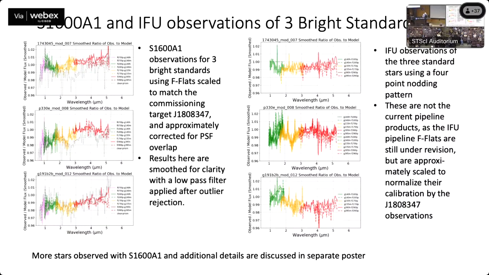As you can see, if you can read the numbers, which I guess are a little bit small there, for the most part everything is pretty much within 2% right now. Once you do some tricks with correcting for the nodding overlap in the S1600A1, which aren't in the pipeline yet, we do get everything within about 2% and 1% consistency for stars.